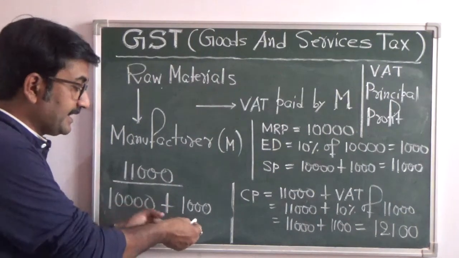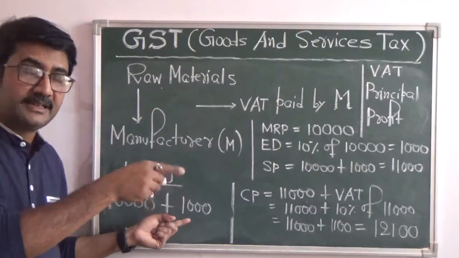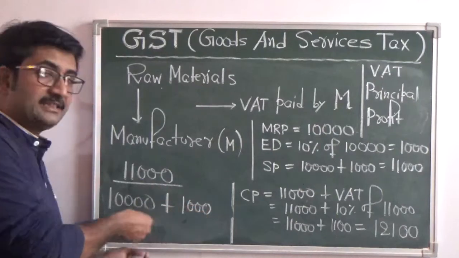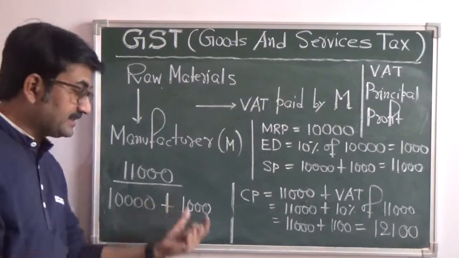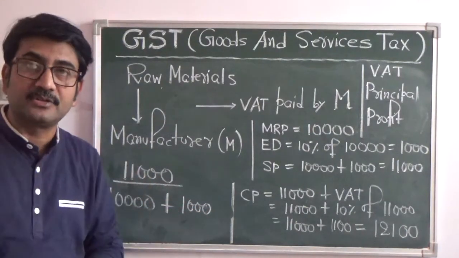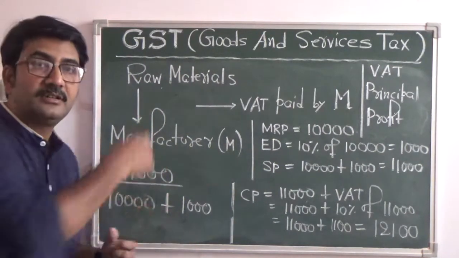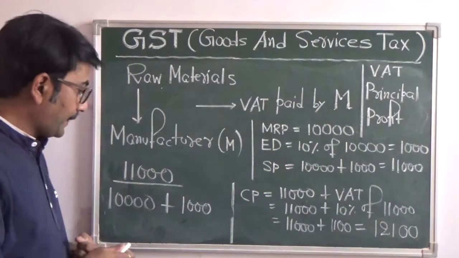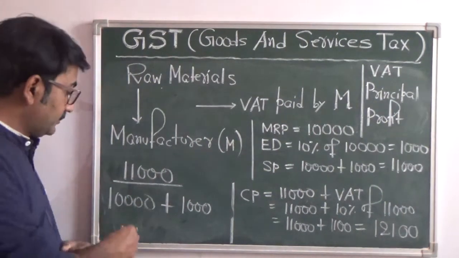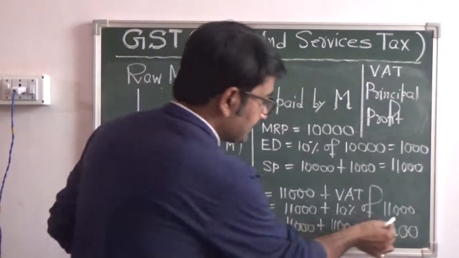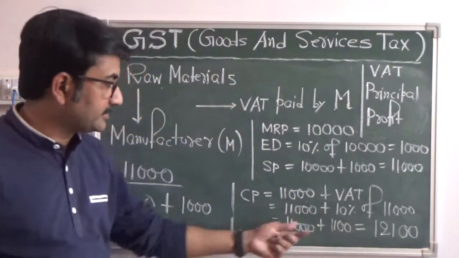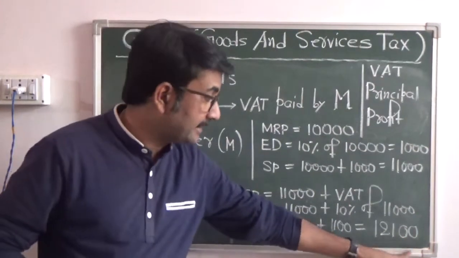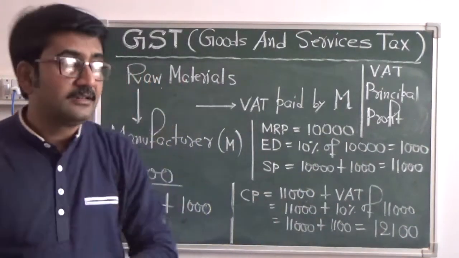This 1,000 is the tax which has already been given to the central government, and now again the tax is being charged on 11,000, in which 1,000 is already included. That means this amount is also again used to charge tax from the next consumer, the wholesaler. So thereby, now what will happen? When the VAT is calculated here, it is 10% of 11,000, which comes to 1,100, and the total amount goes to 12,100, the CP for the wholesaler.